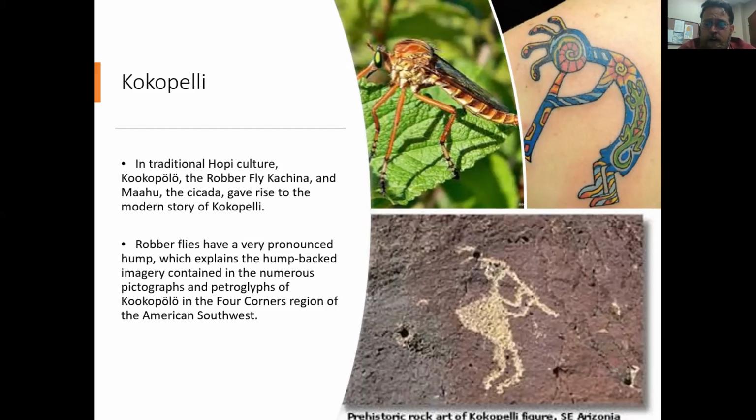Robber flies are predaceous flies. They hunt other insects, but they have that really pronounced hump and kind of long mouth part there that gives that general appearance. And so I always appreciated that people were getting a picture of a robber fly tattooed on them or putting them on the back of their cars.